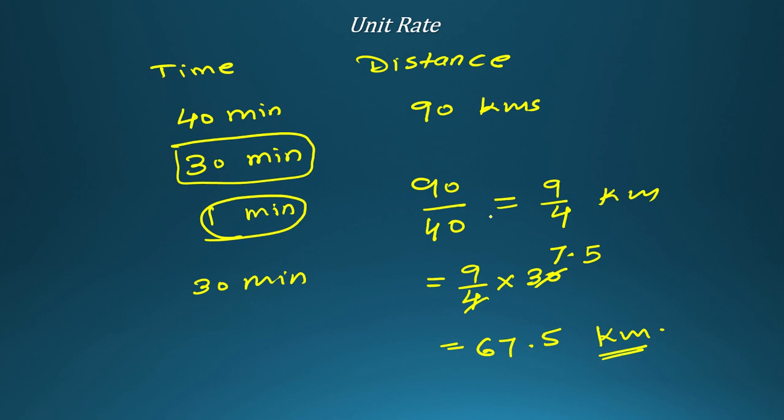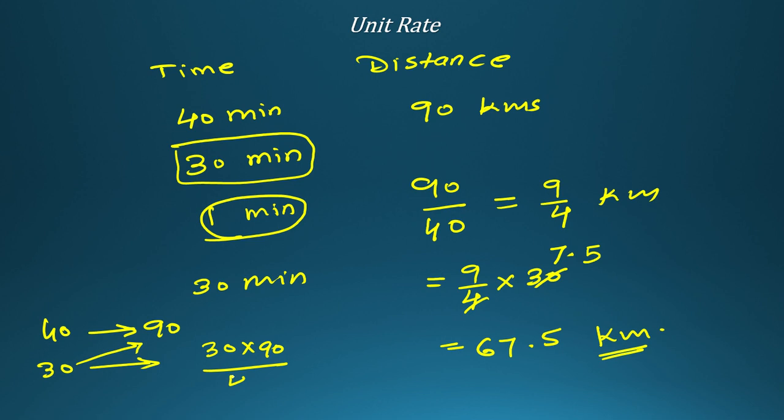Otherwise you can also do it directly. For 40 minutes it is traveling 90 kilometers, so for 30 minutes it will travel less. For less, we will divide by more. So this 30 will be multiplied with this 90 and then you will have to divide it by 40. The same answer you will get from here also, 67.5.